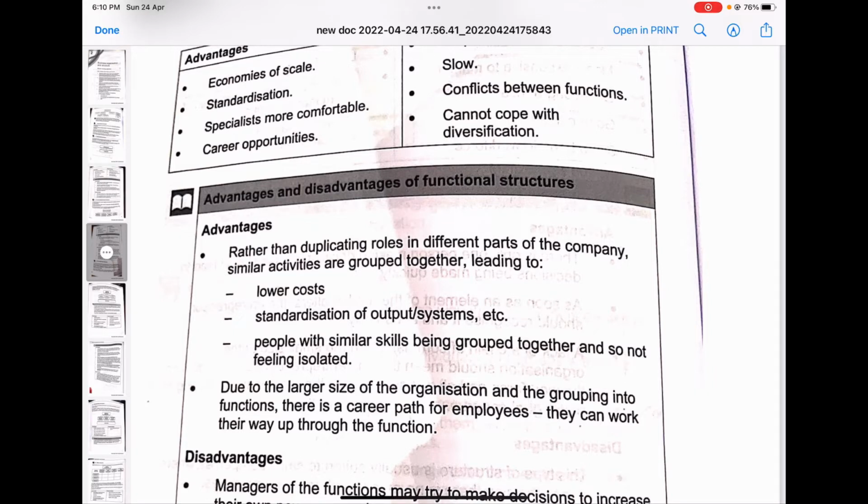Advantages of functional structure or departmental structure: rather than duplicating roles in different parts of the company, similar activities are grouped together, leading to economies of scale or lower costs. Standardization of outputs or systems. People with similar skills are grouped together and so do not feel isolated. Due to the larger size of the organization and the grouping into functions, there is a career path for employees. They can work their way up through the function.